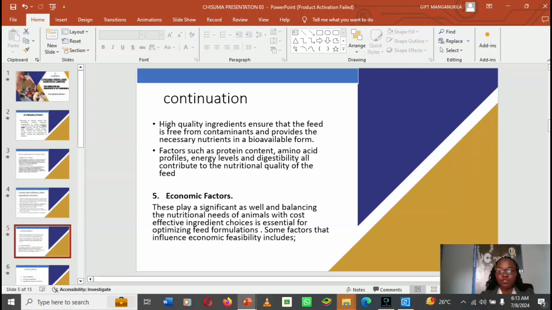Some factors that influence economic feasibility include the following. Yes, we know fish meal is a very good source of proteins, but you decide to only use fish meal for your feed formulation. Looking at how much fish meal costs, you have a variety of other sources of proteins, but you decide to go for fish meal only. That is going to raise your cost. So when selecting ingredients, you also look at how much it is going to cost to produce your final feed. This is very critical if you want to reduce your cost of production.